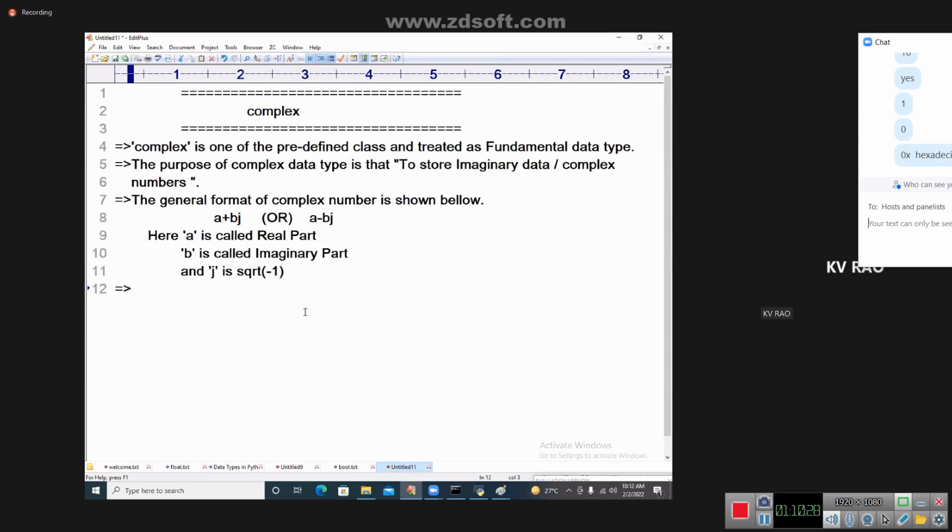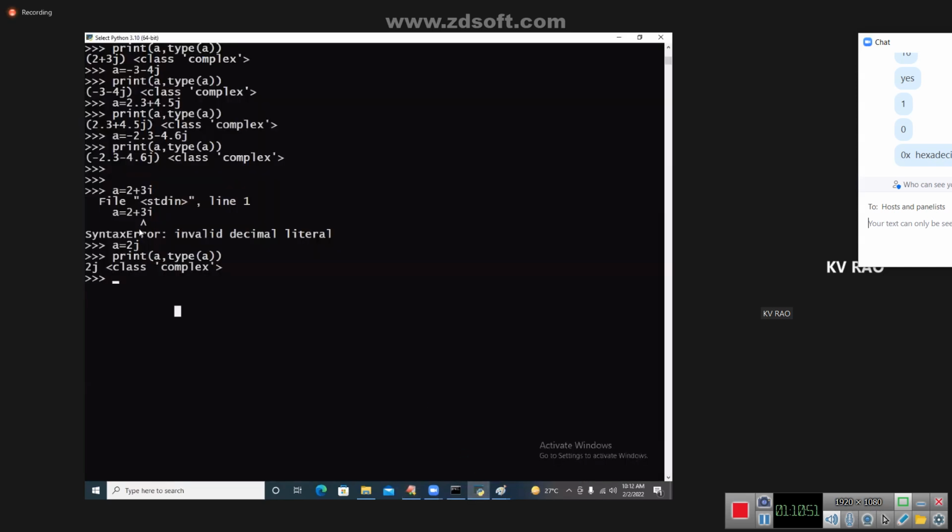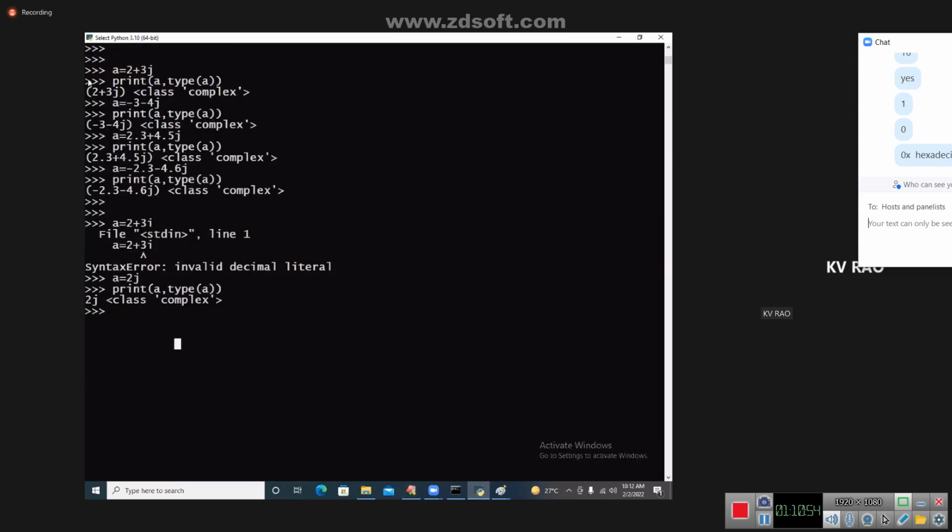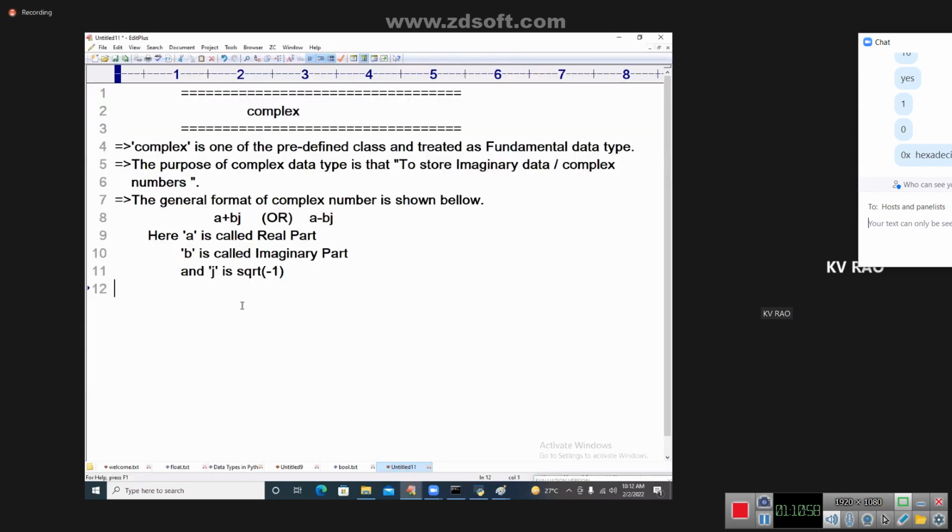SQRT of -1. What is it now? I want to extract this A separately, and B, I want to extract. From the complex number, I want to break it. Real number separate and imaginary number separate, I want to break it. So first time you are getting it, I'm introducing the libraries in every moment of it. Let me take this example and I will paste it here.